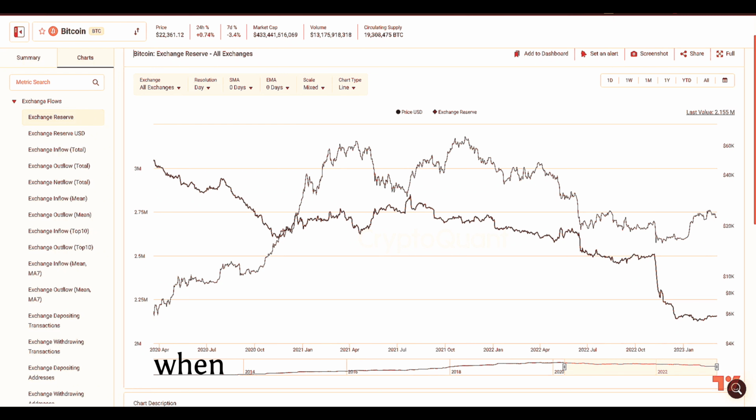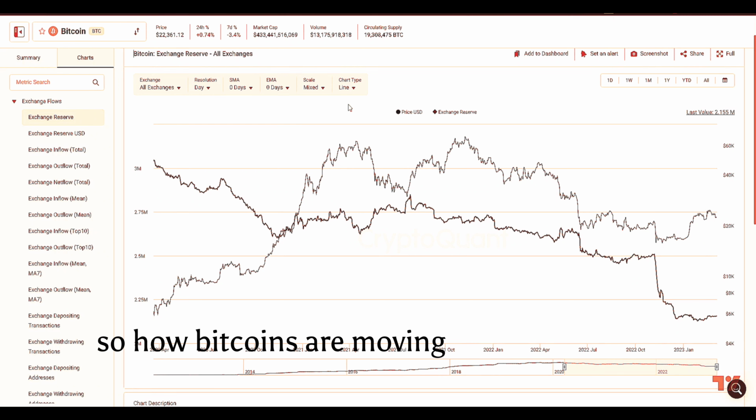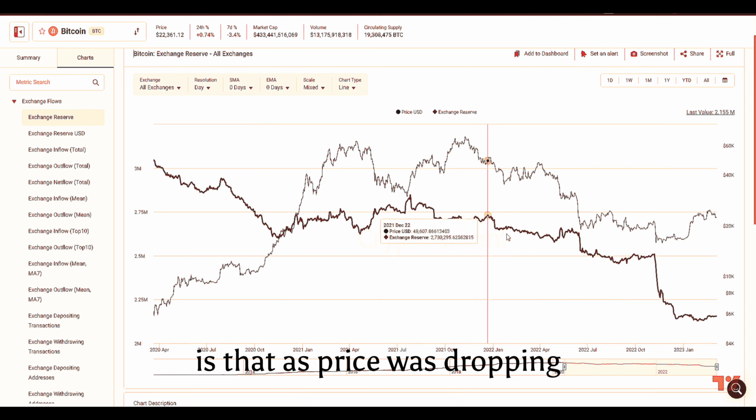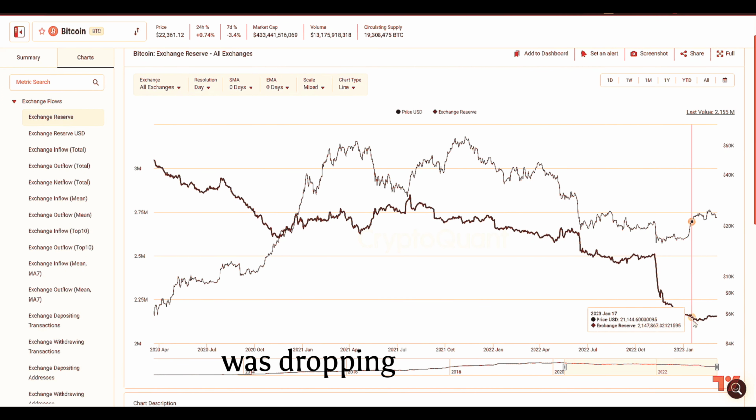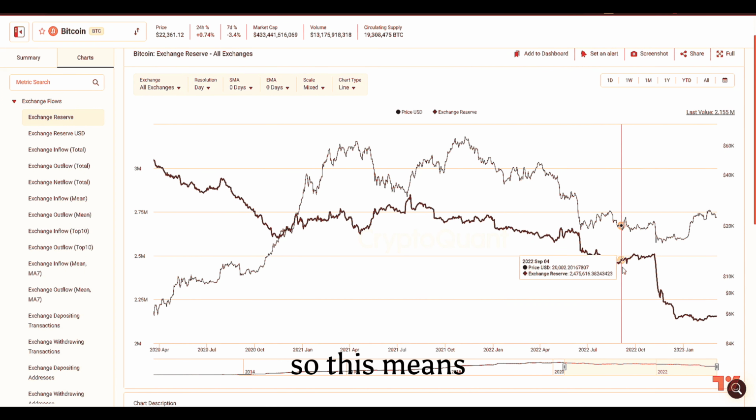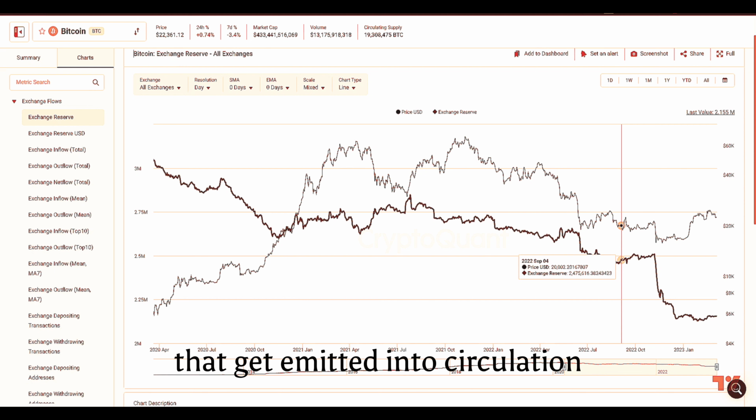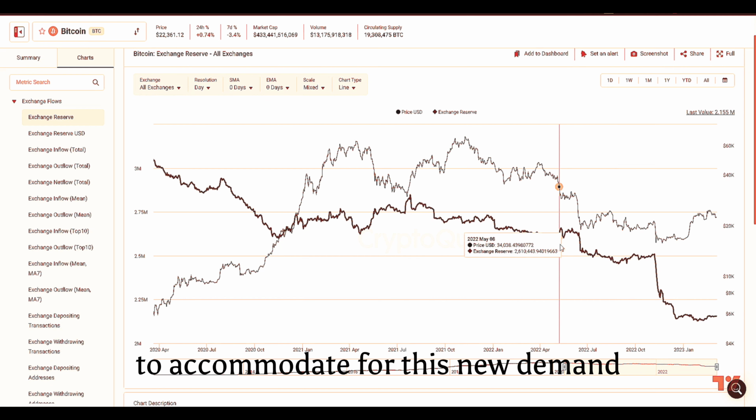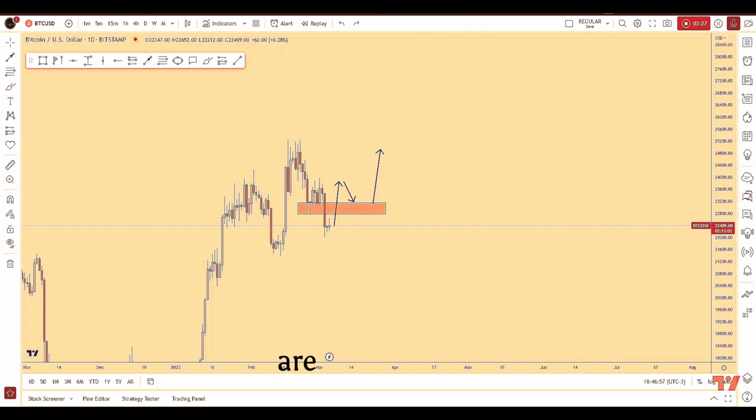Now, if we go and see what we have when it comes to the on-chain data, so how Bitcoins are moving on and off from exchanges, especially if we look at exchange reserves, what we can see is that as price was dropping, the amount of Bitcoins on exchanges was dropping even more. So this means that a massive amount of Bitcoins is getting bought and moved away from exchanges, possibly in cold storage. This creates illiquidity so that if demand gets increased or if the amount of Bitcoins that get emitted into circulation gets cut in half, at that point price should increase to accommodate for this new demand. So fundamentals at the moment for Bitcoin are quite strong.